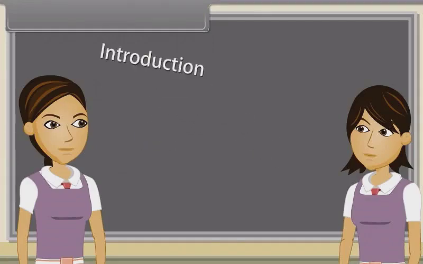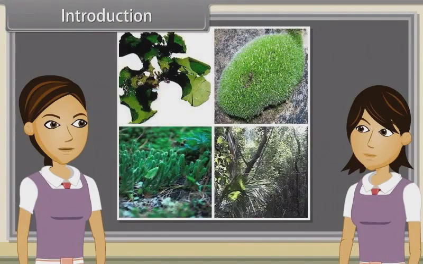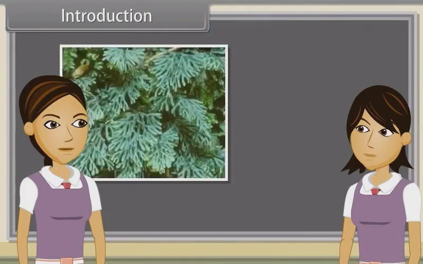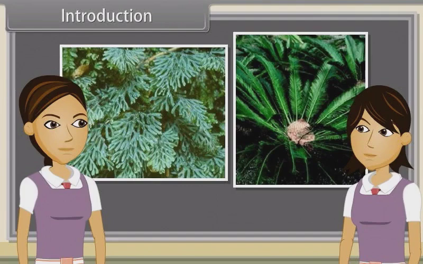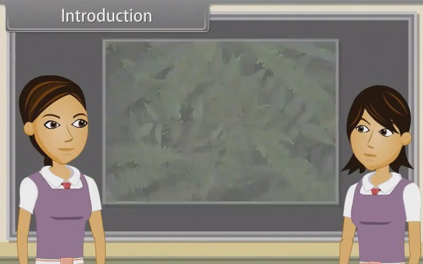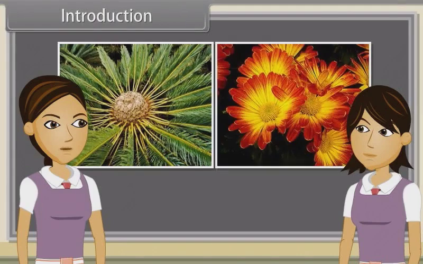Introduction. Sharmila, as we have already discussed earlier, land plants are divided into Thallophyta, Bryophyta, Tracheophyta. Tracheophyta includes vascular plants. These vascular plants are pteridophytes, gymnosperms, and angiosperms. We have already discussed pteridophytes. Now we are going to study gymnosperms and angiosperms.